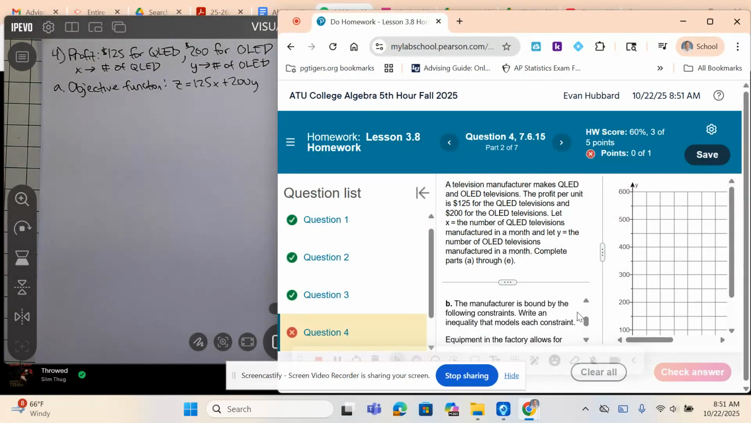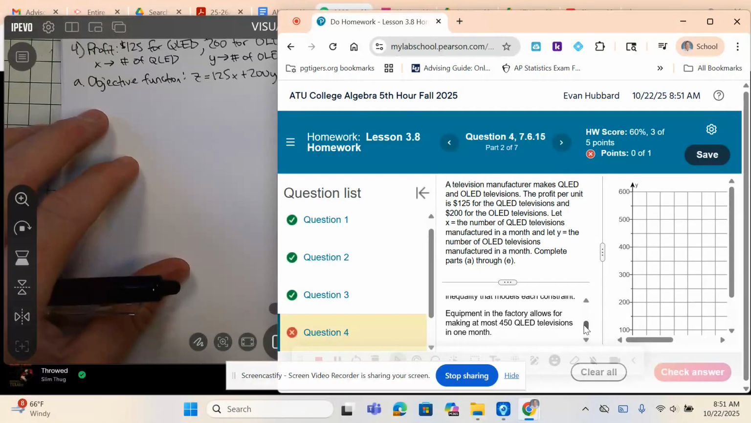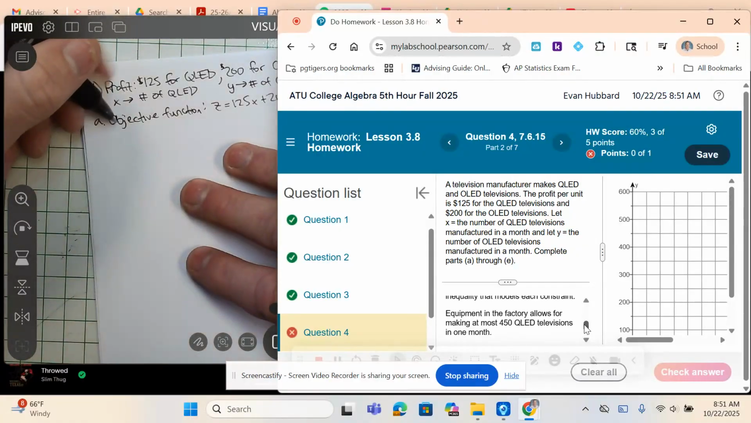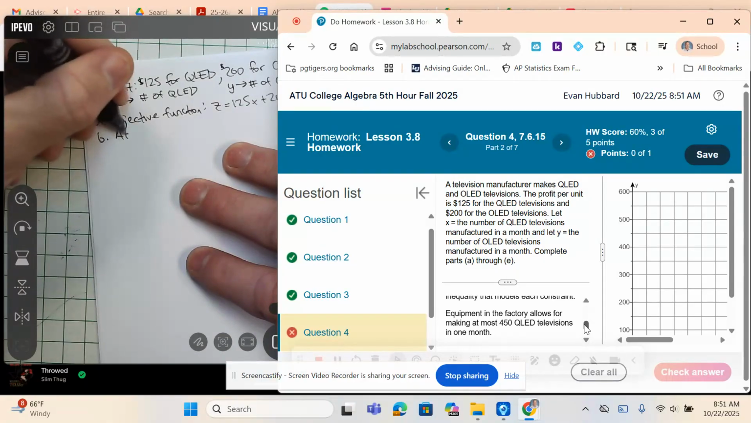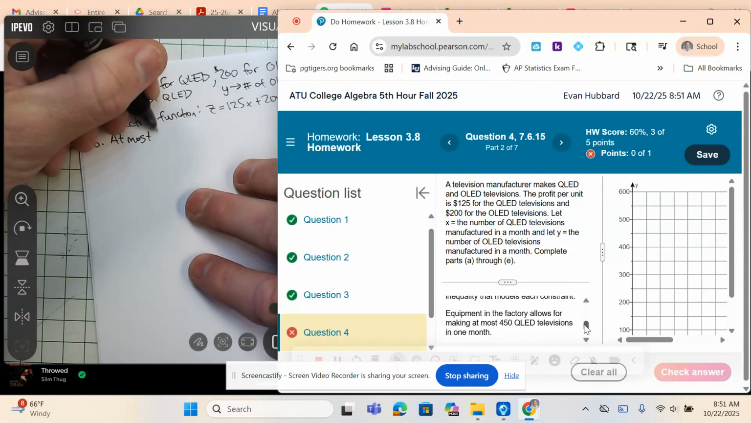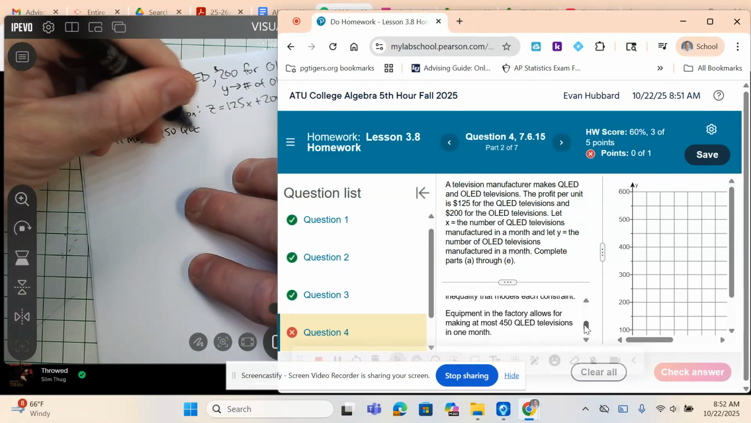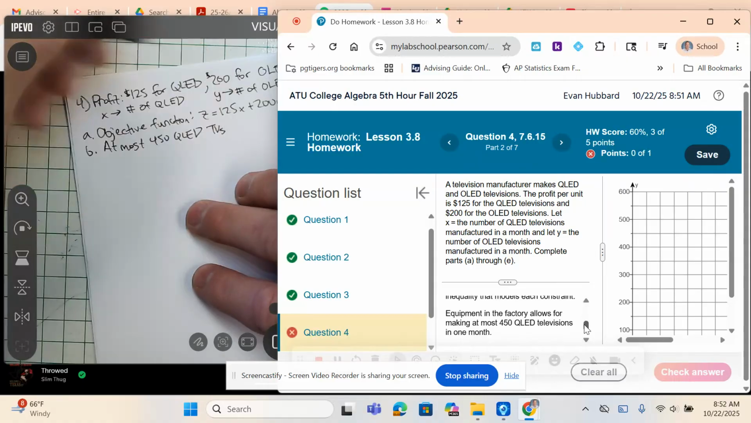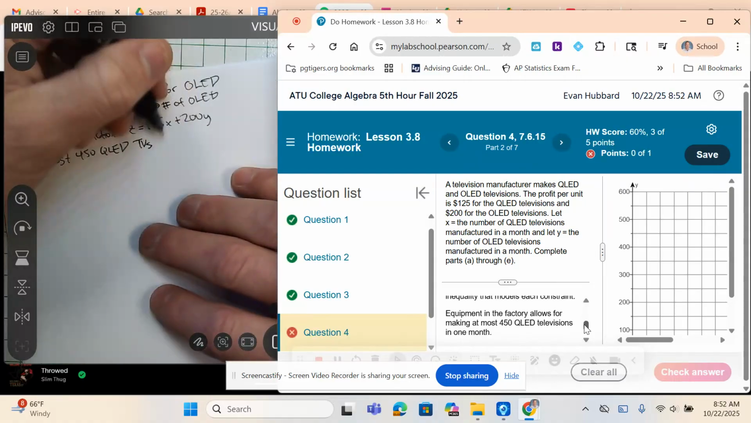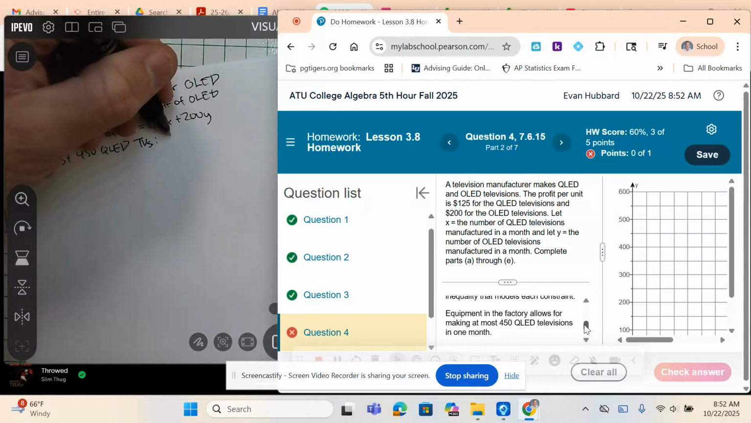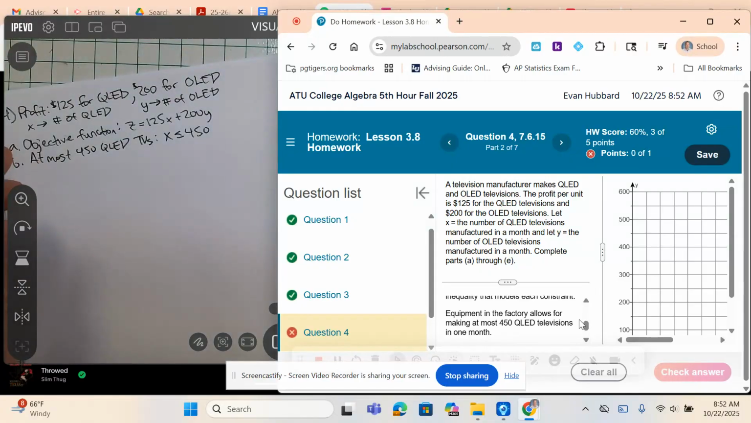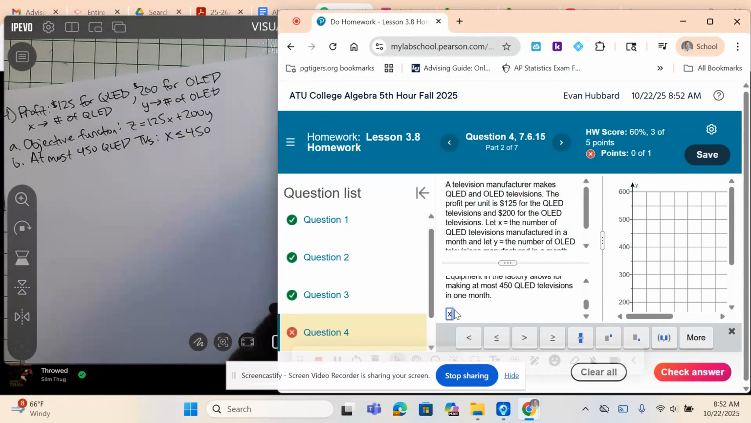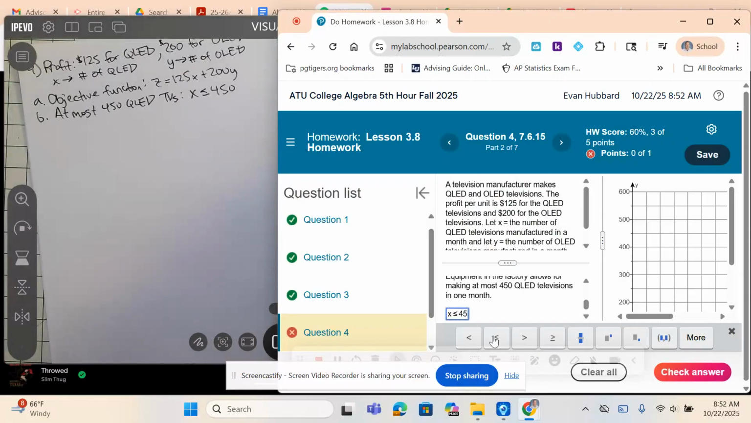All right. The manufacturer is bound by the following constraints. Write an inequality for each constraint. So it allows for making at most 450 QLED TVs. So this is X, so QLEDs, and at most would be less than or equal to. So that would be X is less than or equal to 450.